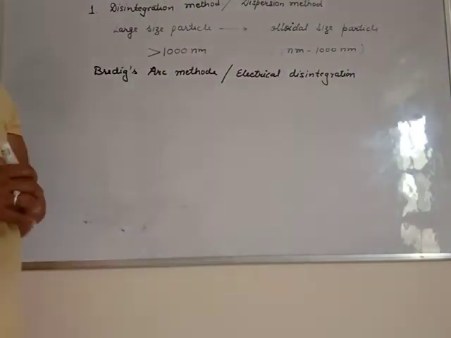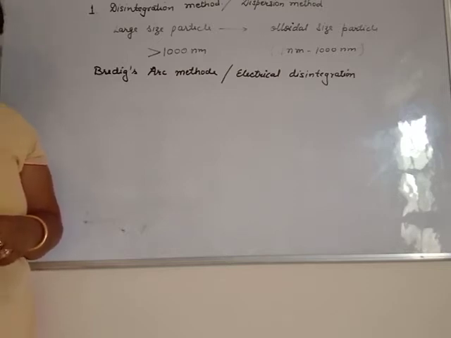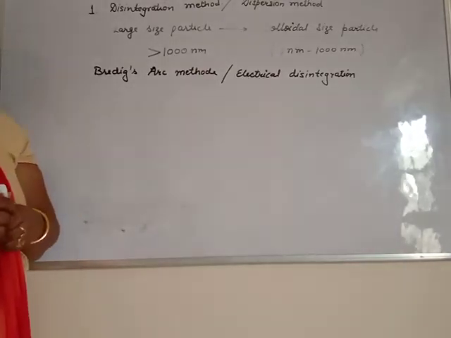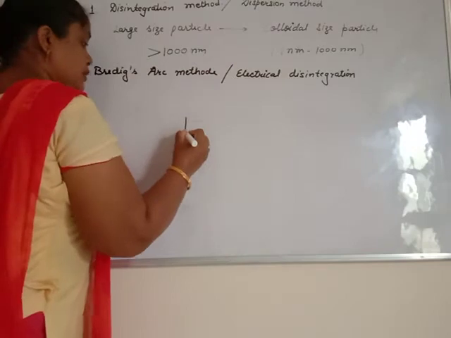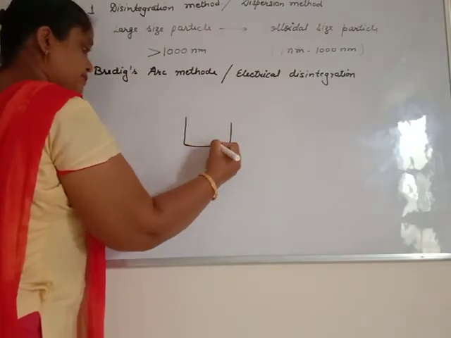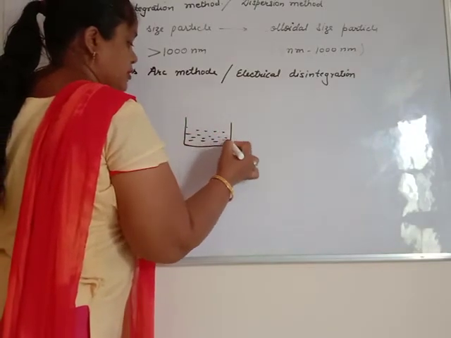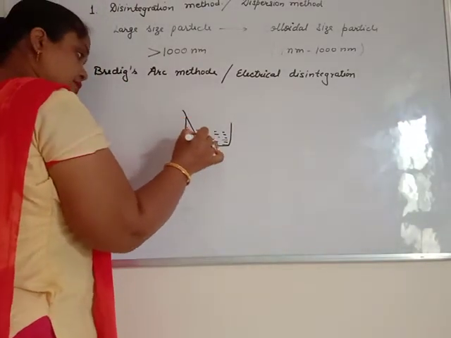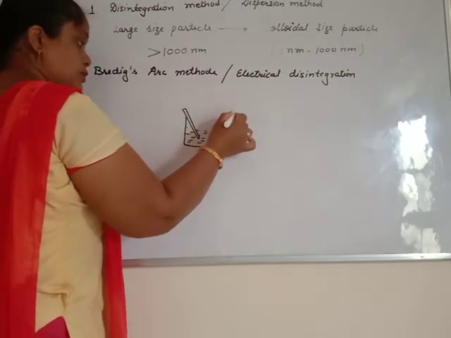In this case, noble metals are used for the preparation of colloidal sol. That means we will prepare the colloidal sol of noble metal. Noble metal means least reactive metal like gold, silver, platinum, copper, etc. For this method, we will use a small tank filled with water, and then add 2 rods of that metal whose colloidal sol is to be prepared.